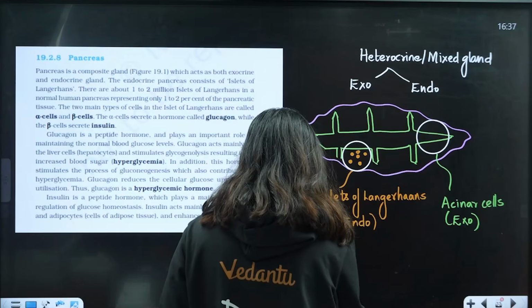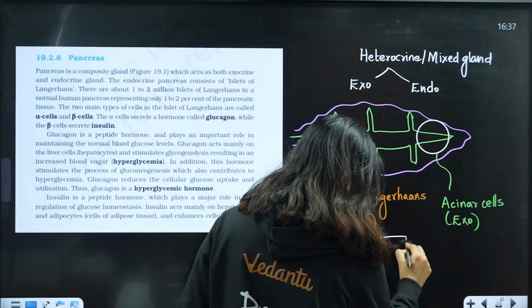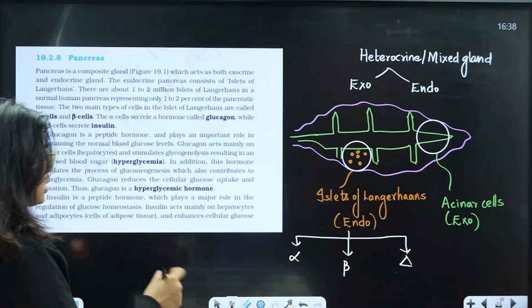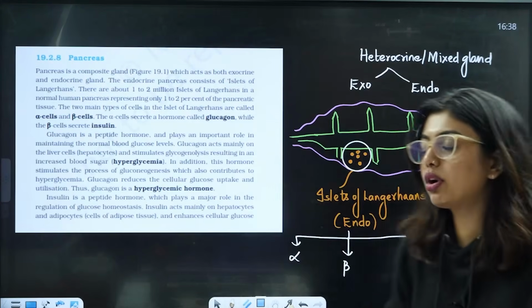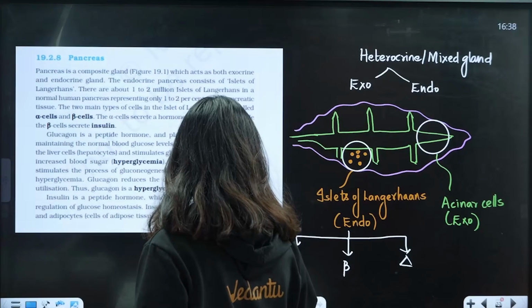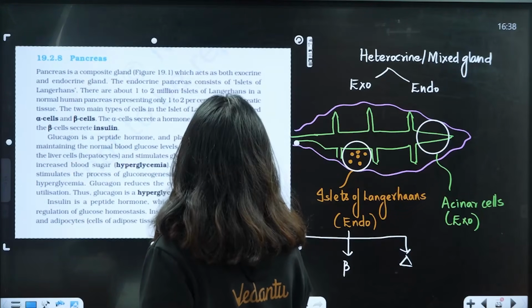Okay. Alpha, beta and delta cells. Okay. Alpha cells glucagon, beta cells insulin and delta cells somatostatin. So, here you see what is written here. Pancreas is, one second, let me see if I can increase. Okay. You can see, right?